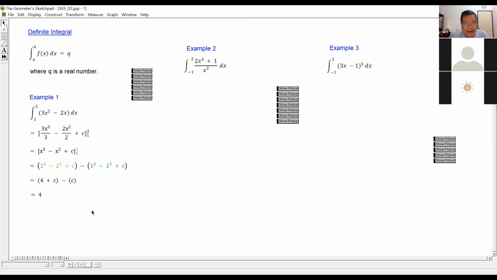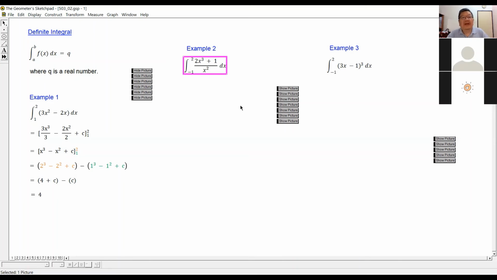Yes, teacher. Yes. So we're going to look at another example, but first notice why the c is not necessary. The first bracket has c, the second bracket also has c, and the c and c will cancel away. So next time when you do definite integral, no need to write down the c. Can or cannot? Can, teacher. Okay.